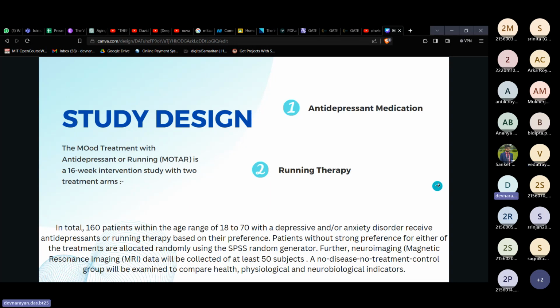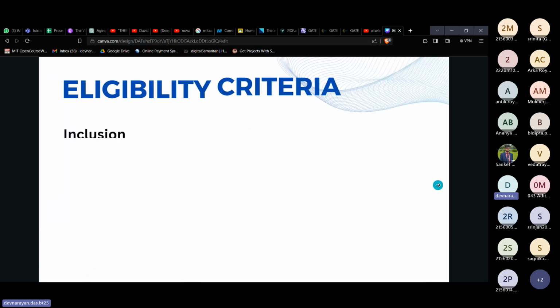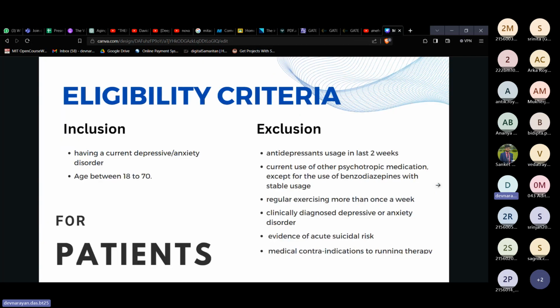Thank you, Vidatri. Good afternoon, everybody. I'm Dev Narayan Das, and I would be explaining the rest of the paper. Getting back on the topic, we have eligibility criteria. Patients were screened before they were allowed to participate in the study. The inclusion criteria were having depressive and anxiety disorder, and their age should have been between 18 to 70 years of age.